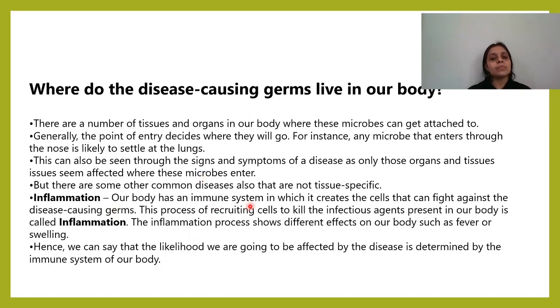But there are some other common diseases which are not tissue specific, like inflammation. Our body has an immune system which creates cells that can fight against disease-causing germs. This process of recruiting cells to kill the infectious agent present in our body is called inflammation. The inflammation process shows different effects on our body such as fever, swelling. Hence we can say the likelihood of being affected by a disease is determined by the immune system. So how does our immune system work?